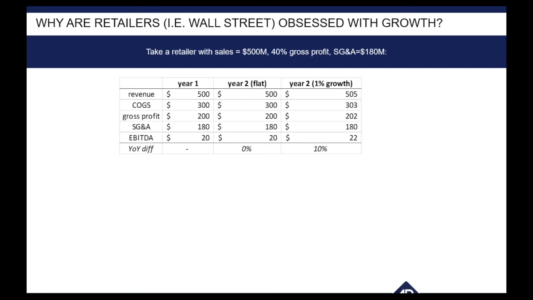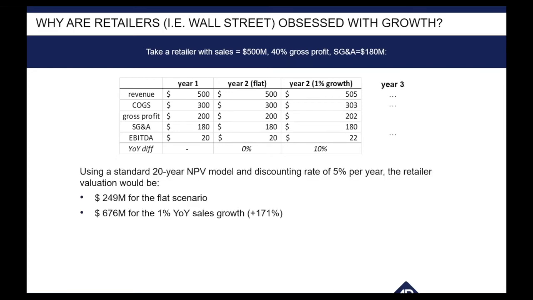Well, that $2 million, therefore, incremental $2 million falls to the bottom line, and the EBITDA goes from 20 to 22%, which is already a 10% jump. So a 1% jump in revenue translates to a 10% jump in EBITDA.